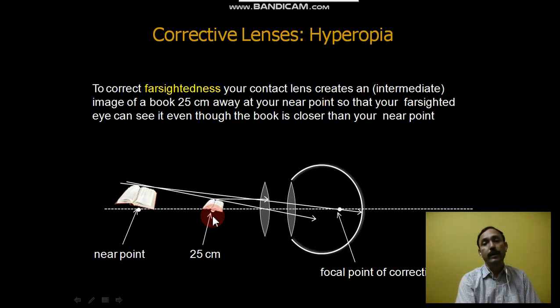At a near point, so that your farsighted eye can see it even though the book is closer than your near point. It may be even closer, so it can be seen easily. So the focal point of the corrective lens is now here. It should be placed on the retina using this lens, so we can see the closer object clearly. That is, no hazy vision. So closer objects can be seen easily.